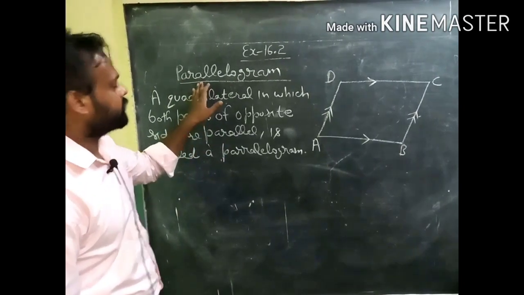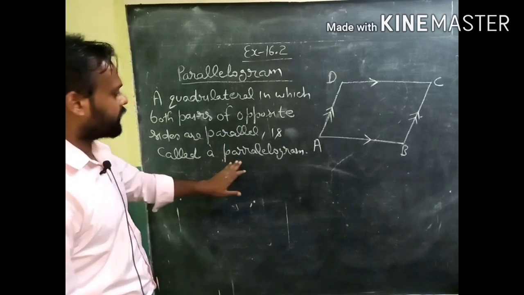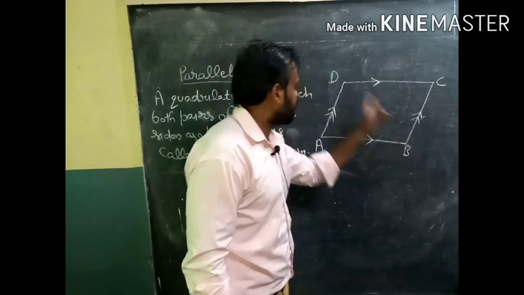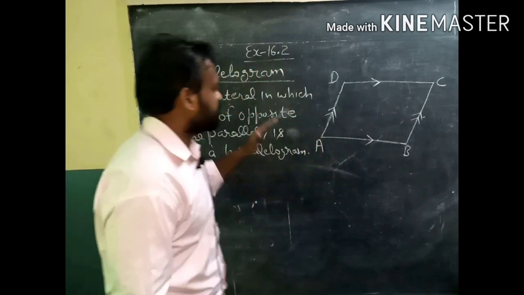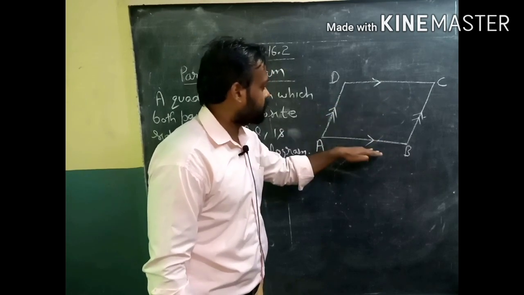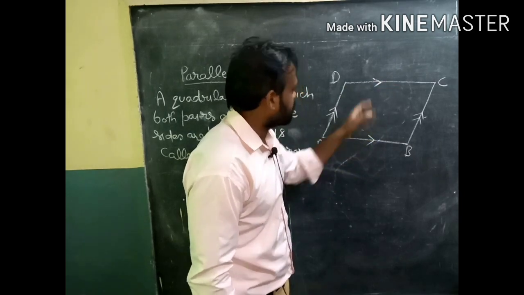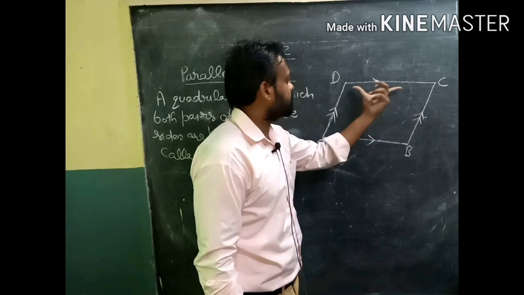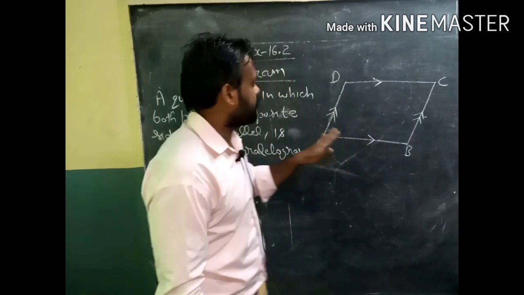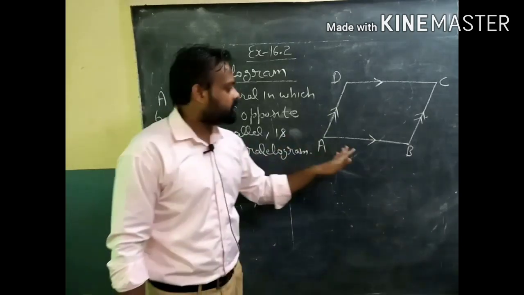By definition, a quadrilateral in which both pairs of opposite sides are parallel is called a parallelogram. You can see sides AB and DC are one pair, and sides BC and AD are another pair. AB is parallel to DC, and the arrows show that these two lines are parallel, and BC and AD are also parallel. So in a parallelogram both pairs of opposite sides are always parallel.